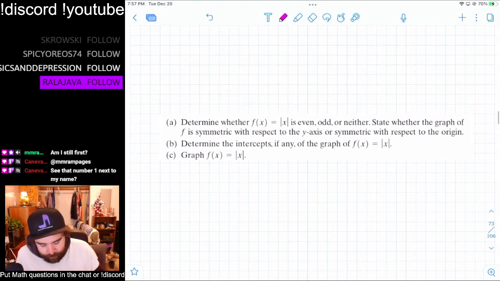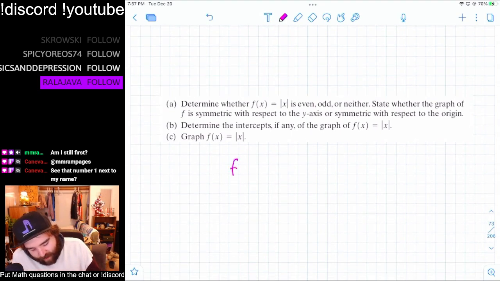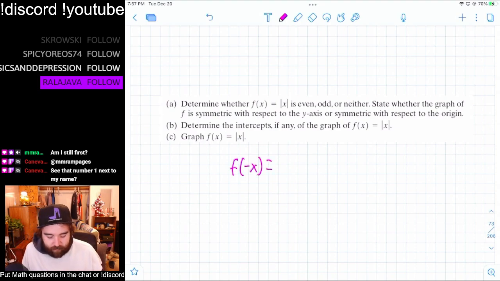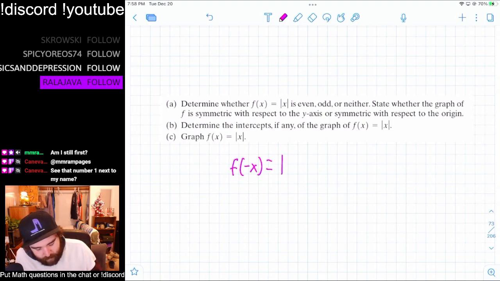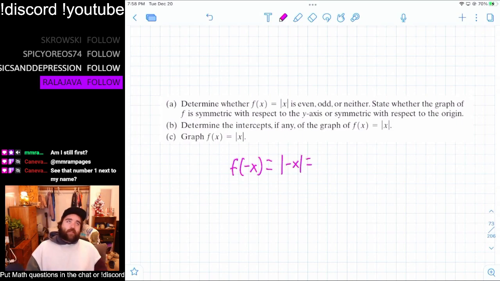So we'll start by finding f of negative x. And you see here our f of x is the absolute value, so we'll do the absolute value of negative x. And what's going to happen when we do that? Well, we all know the absolute value makes things positive. So does that mean we can just get rid of that negative? Well, it does. If it was like 1 minus x, then it would not be so simple.